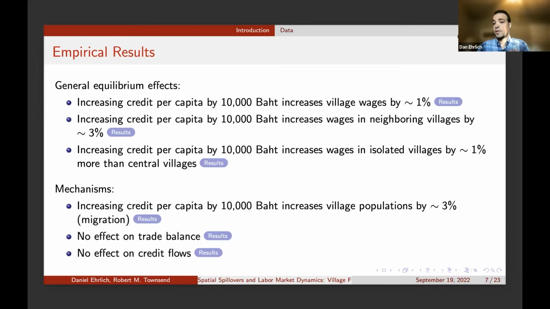And then we're going to look at credit flows. In particular, for example, if village A gets more money in excess perhaps of what they could use, maybe they could loan out some of their funds to village B. We again look at credit flows of various kinds between households and between different villages. And again, we find that there's no change in credit as well. And so we're going to attribute most of the spillover effects to migration.